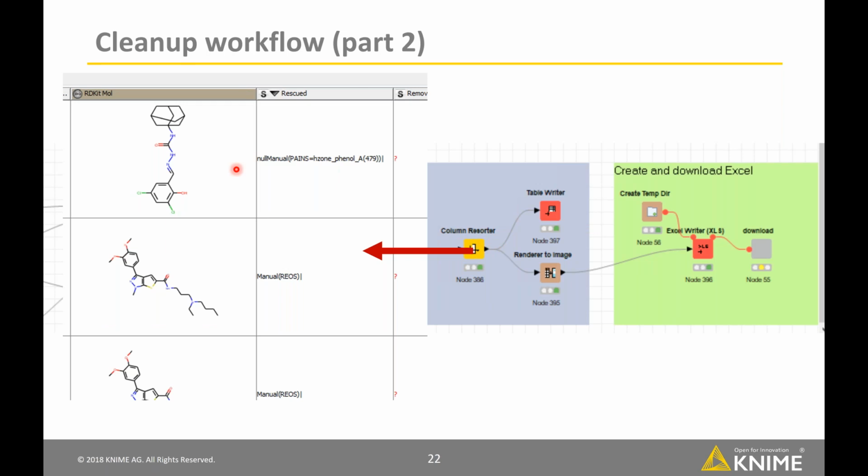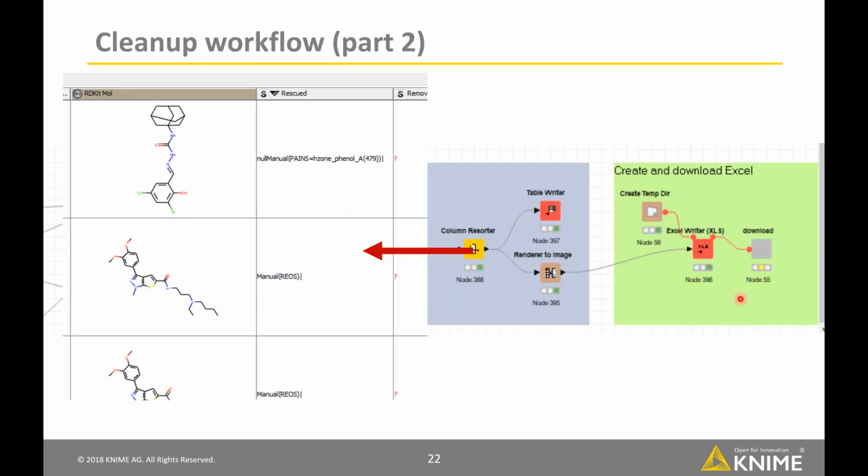This is what the final data looks like. This is the output of this last node. This is a standard KNIME table. You can see here the structures. There's this rescued column. So any compound that I rescued manually, I've captured why it was rescued or from which filter it was rescued in the output table. So that later when this compound comes up, we can say, oh yeah, that has a PAINS filter, but we believe that it's okay. Or in this particular case, this compound was filtered out by REOS. We believe that it's still okay. So we brought it forward manually.